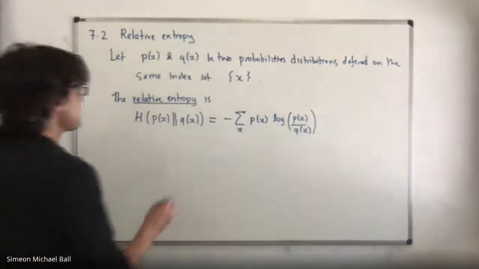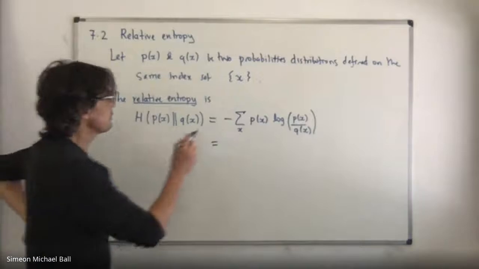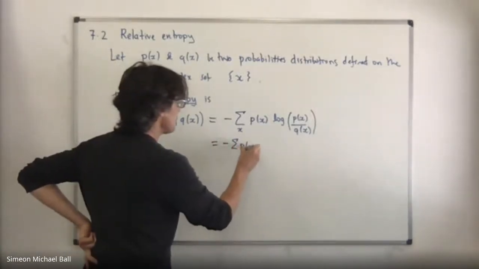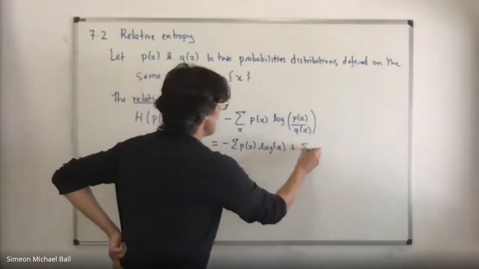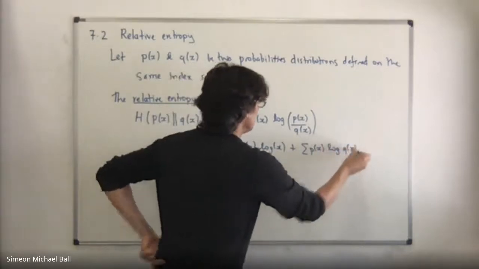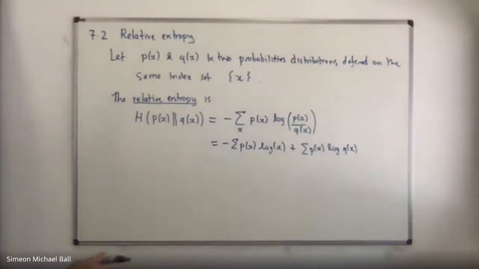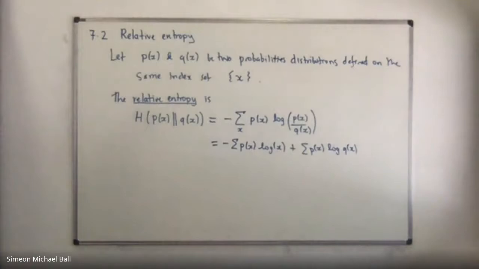Well, let me just expand that a lot, and then I'll prove the theorem, and then we'll see why this is different. Okay, so this is minus the sum of p of x log p of x plus the sum of p of x log q of x, and here we have basically the entropy of the p of x distribution here.